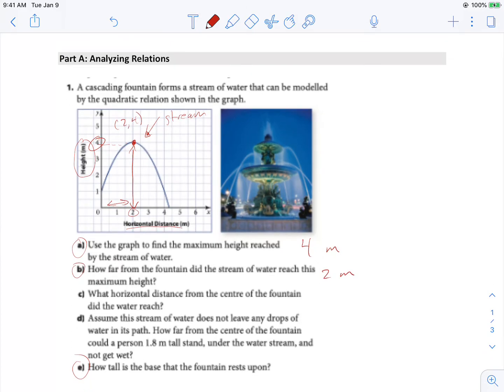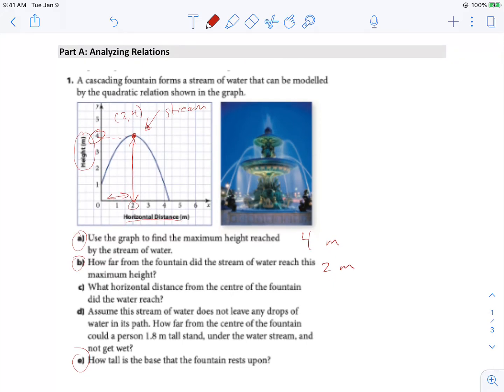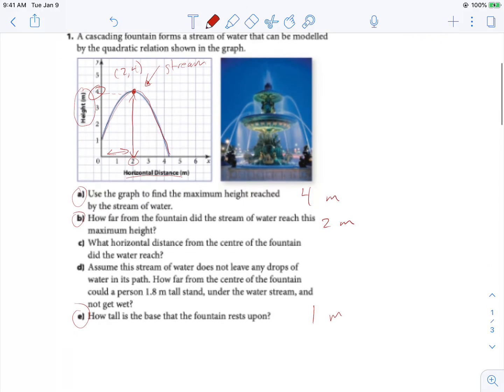Now, how tall is the base that the fountain rests upon? So now you've got to think, that sounds like our starting point, because if you're thinking about a fountain, it always starts from a certain height and then starts shooting water, kind of like we are doing right here. So if this is our fountain and the water's shooting out, we're starting at a height of 1 meter. And that's why you'll see that this graph doesn't start at 0, it starts at 1. So the original height is 1 meter.